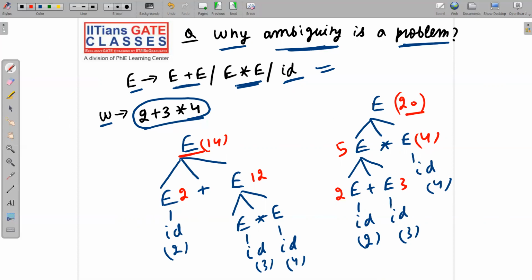14 or 20? Which is correct, which is wrong? The compiler cannot, the parser cannot decide it. That is the main problem. Okay? So that's why we say ambiguity is a problem.